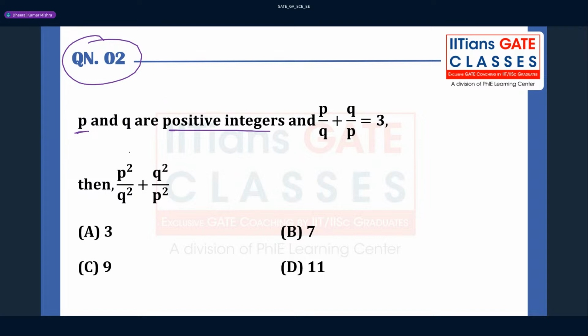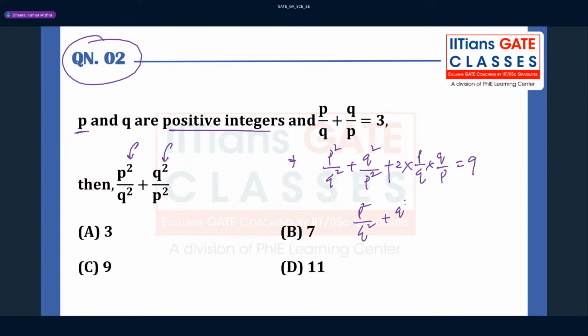Simply what you have to do, they are asking p square by q square plus q square by p square. So simply you have to take the square of this. Open it: p square by q square plus q square by p square plus 2 times (p by q times q by p) equals 9. So p square by q square plus q square by p square equals 9, and this 2 will go to that side. So 9 minus 2, which is nothing but 7.